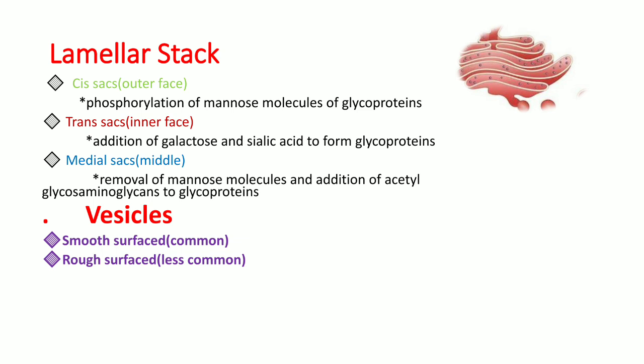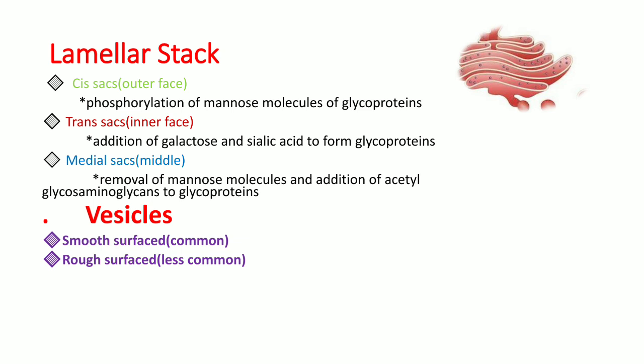Cis sacs help in the phosphorylation of mannose molecules of glycoproteins. Trans sacs help in the addition of galactose and sialic acid to form glycoproteins. Medial sacs, found in the middle portion, help in the removal of mannose molecules and addition of acetyl glycosaminoglycans to glycoproteins.